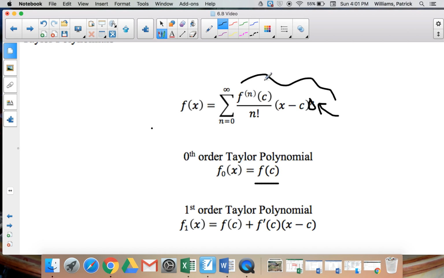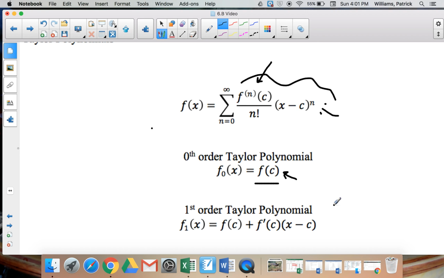Again, plug in n equals 0 into this series right here. f zero of c means the zeroth derivative, so that means f of c. 0 factorial is 1, and if n right here is equal to 0, then x minus c to the 0 is 1. So that's why we just get f of c here.